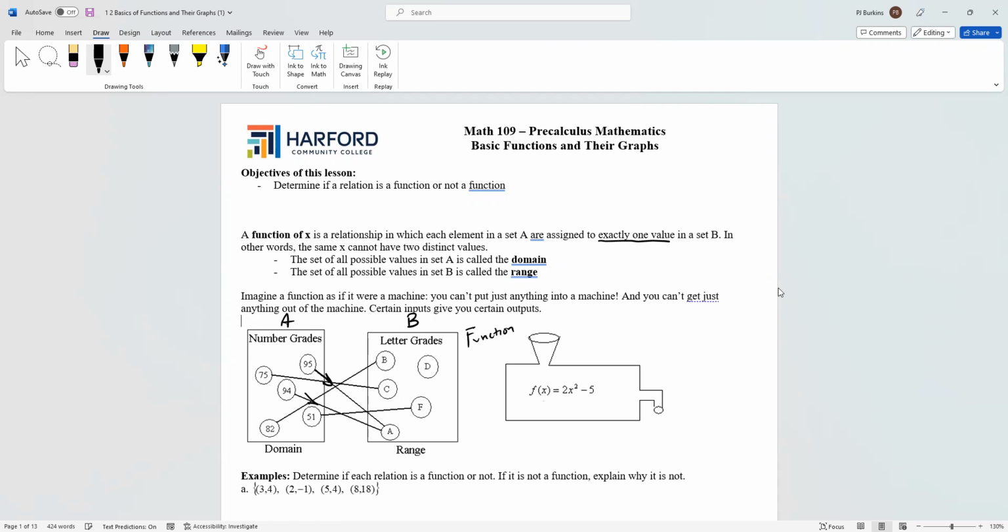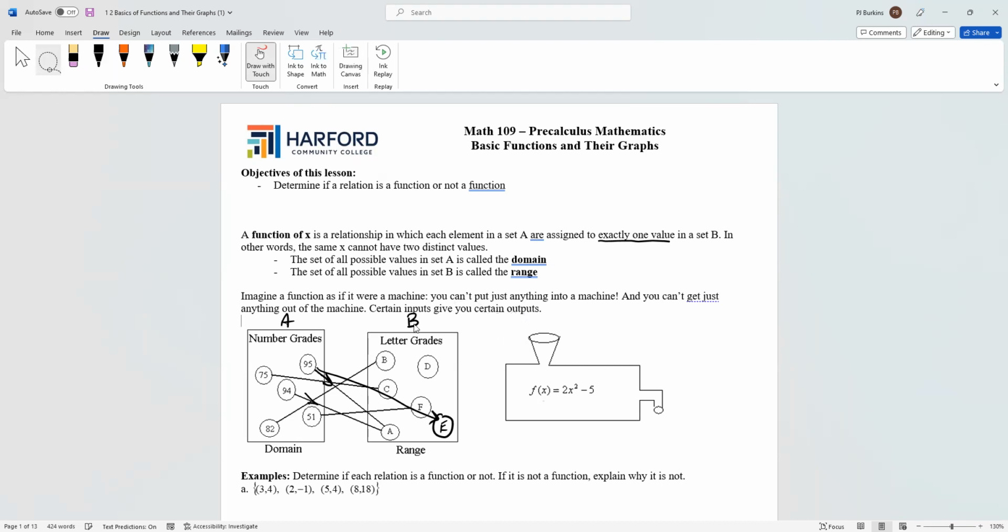Now, what we can't have is, let's say we have another thing over here on the other side, say E. So let's say 95 went to A and 95 also went to E. So now 95 goes to two values in set B. Then this would not be a function. Okay.